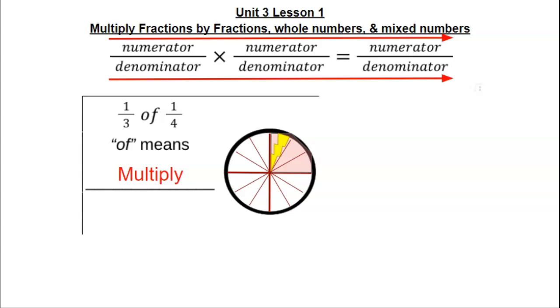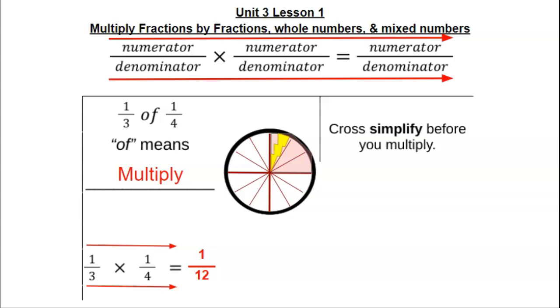So we can also look at this as of means multiply. So 1/3 of 1/4 is also 1/3 times 1/4. So we take our 1 times 1, which equals 1, and then 3 times 4 equals 12, which is exactly what we set up here. We have 1 out of 12 when we have 1/3 of the fourth.